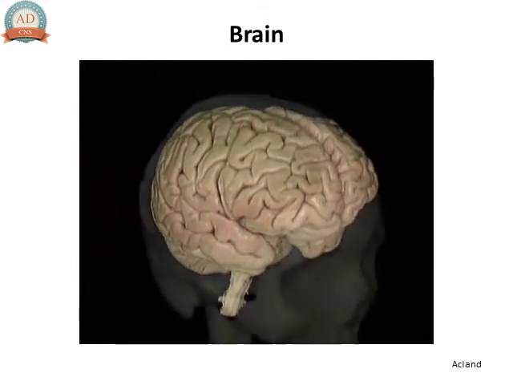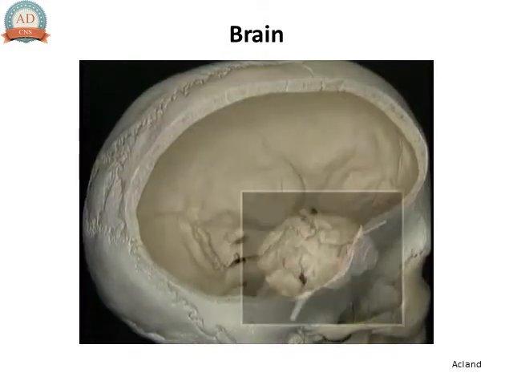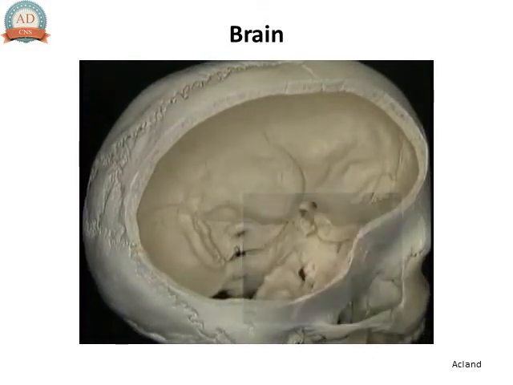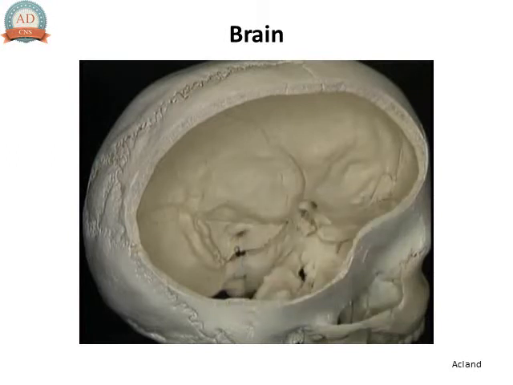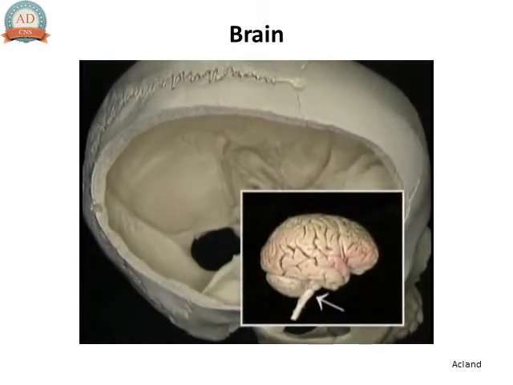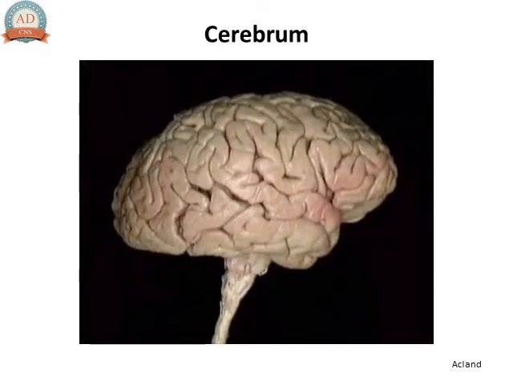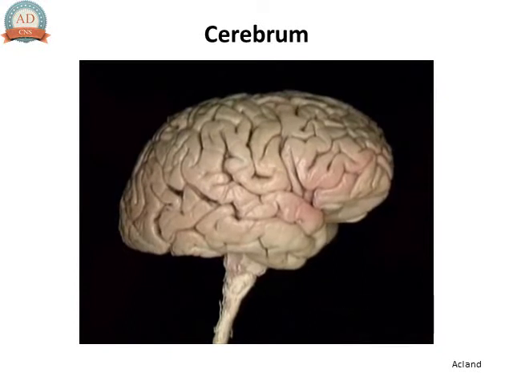The brain is contained within the cranial cavity. This part of the cerebrum, the frontal lobe, occupies the anterior cranial fossa. This part, the temporal lobe, occupies the middle cranial fossa. The posterior cranial fossa contains the cerebellum and the brainstem. Here's the cerebrum with the brainstem attached and the cerebellum removed.